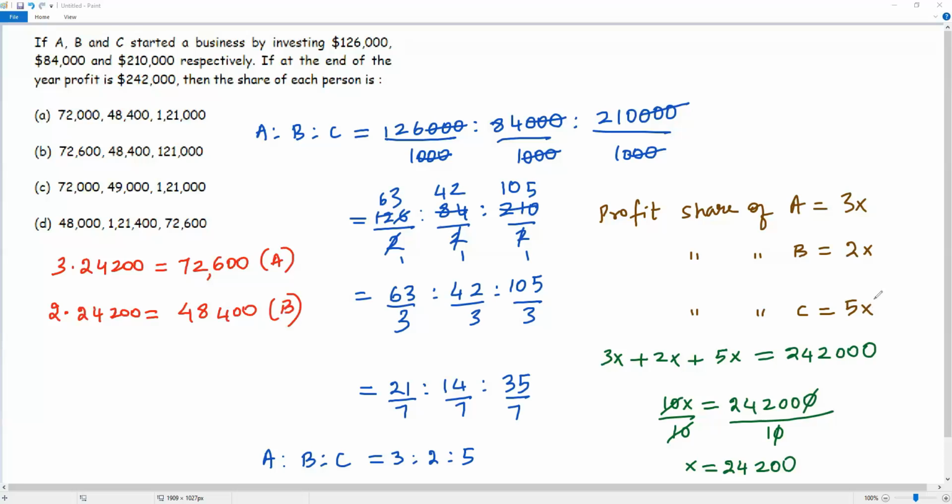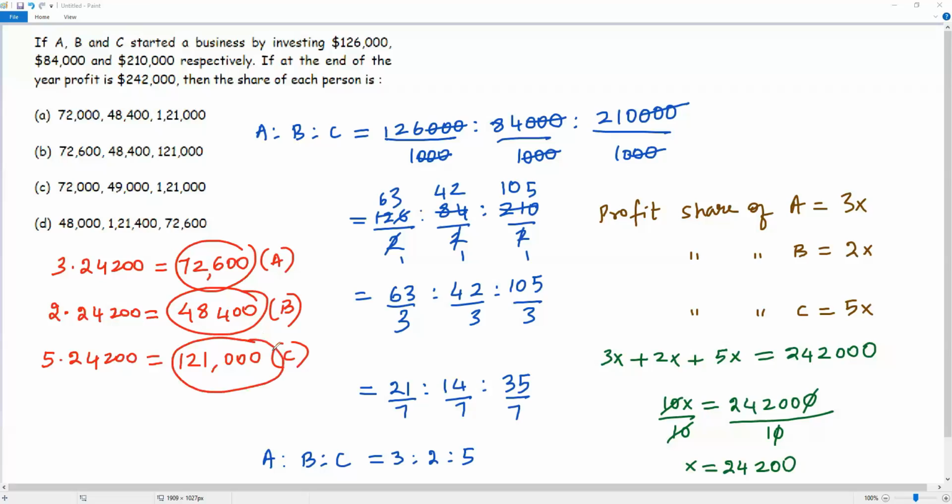If I multiply the value of X by 5, I get the profit share of C. I know the value of X is 24,200, so 5 times 24,200 is equal to 121,000. This is the profit share of C. So when I look at the profit shares of A, B, and C, the correct answer choice is option B.